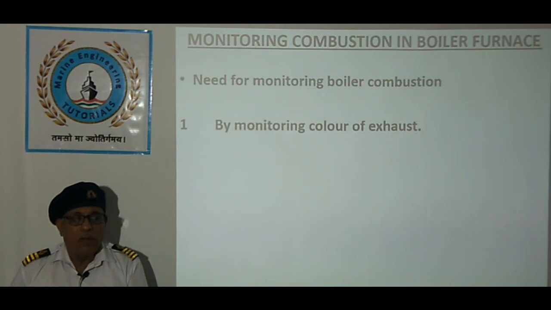So we can monitor the combustion simply by seeing the color of the exhaust. It is the simplest method for auxiliary boilers on motor ships which are operating at fixed capacity. Air supply damper can be adjusted once to provide a light brown haze as seen from the boiler funnel outside the engine room.